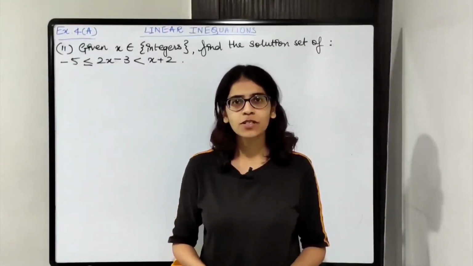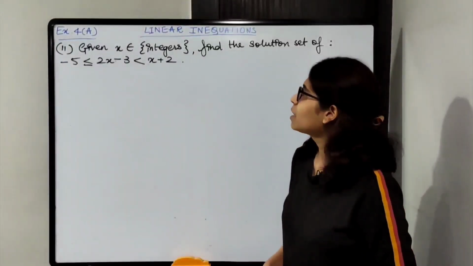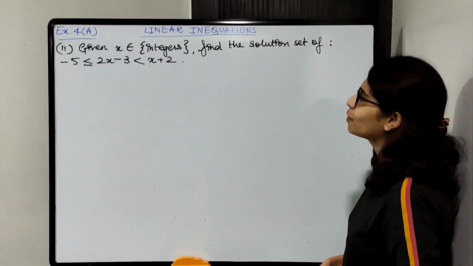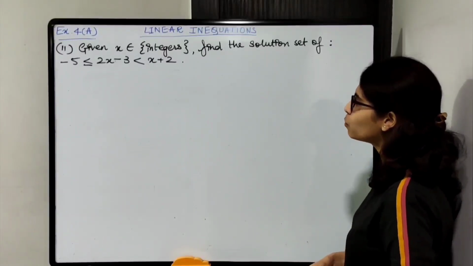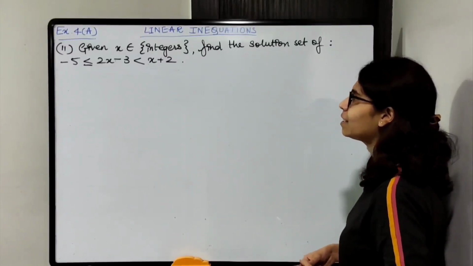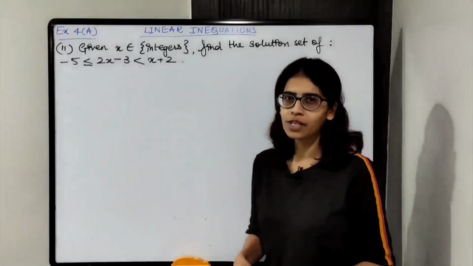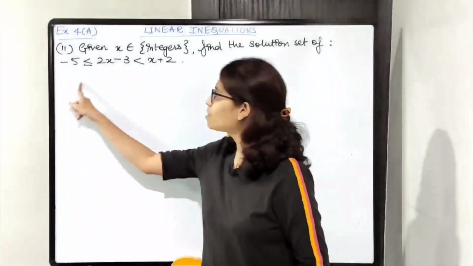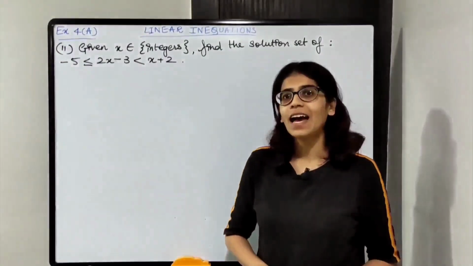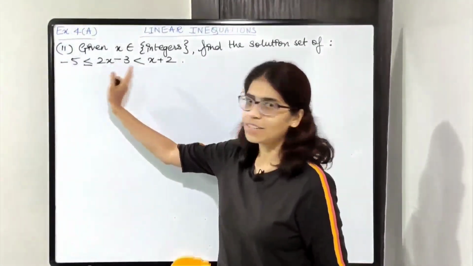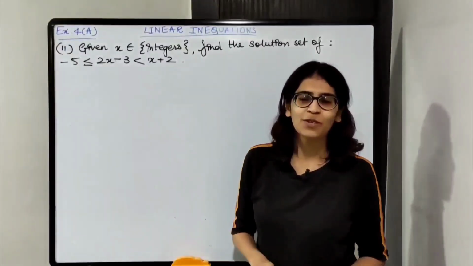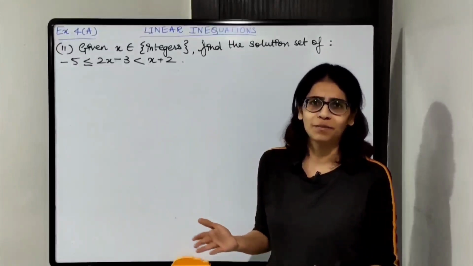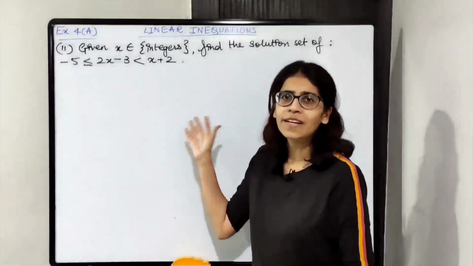Let's read the next question, question number 11. Given that x belongs to the set of integers, find the solution set of minus 5 less than or equal to 2x minus 3, which is less than x plus 2. We have to find the solution set. But before that we need to solve this. ये solve करना है. And there are two inequality वाला sign. Two signs are there. So how are you going to solve this? It's very easy. We'll separate them. Okay, separate कर देंगे. Two parts में divide कर देंगे.